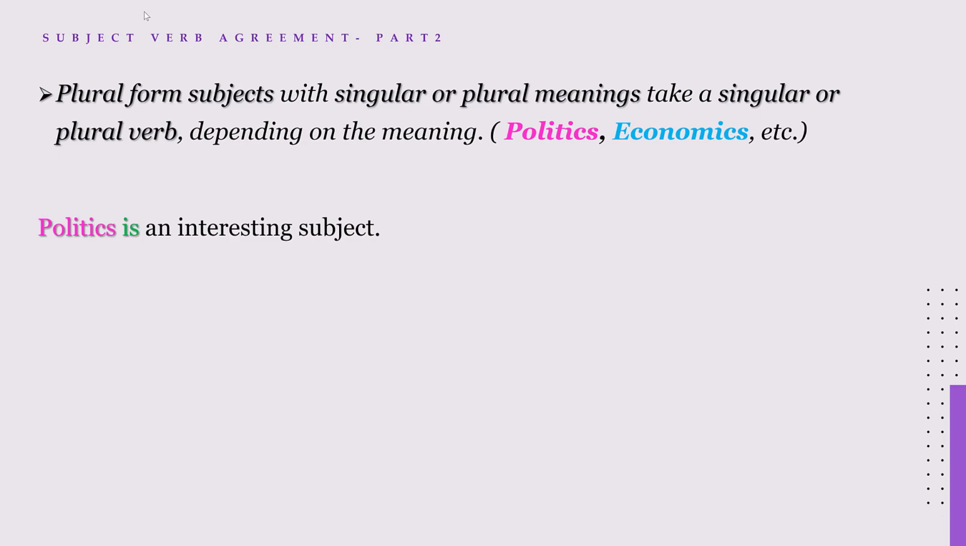The politics of the situation were complicated. In this example, politics refers to many aspects of the situation, various actions or strategies related to the situation, and it is treated as a plural concept. Therefore, the sentence has a plural verb.